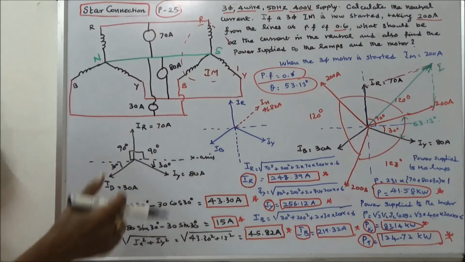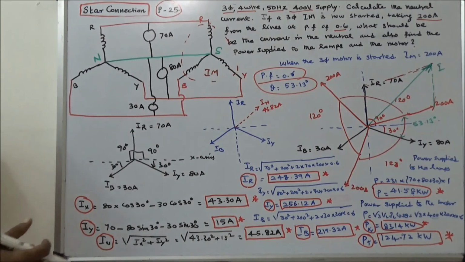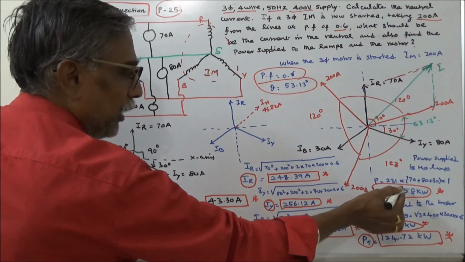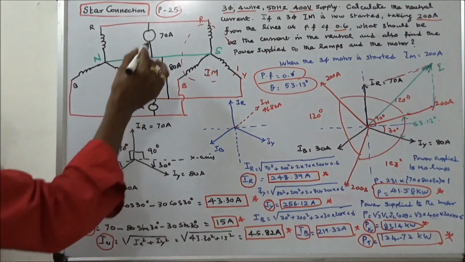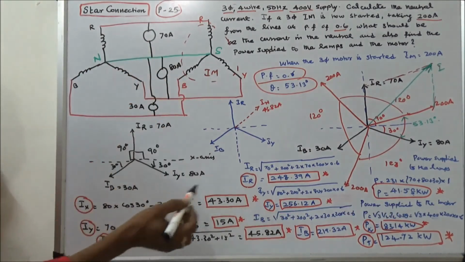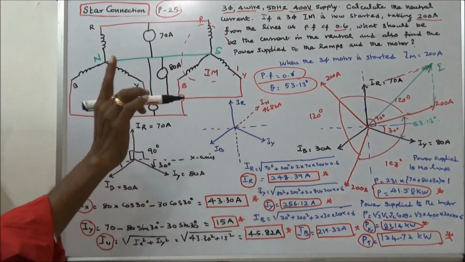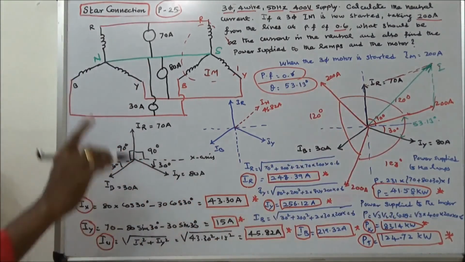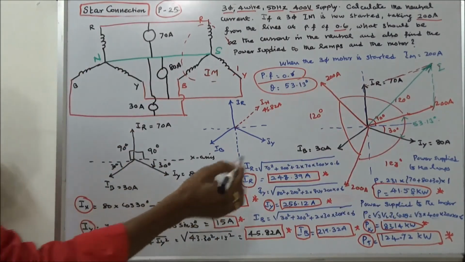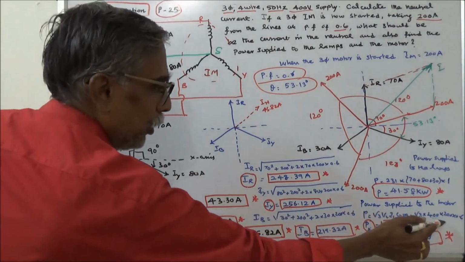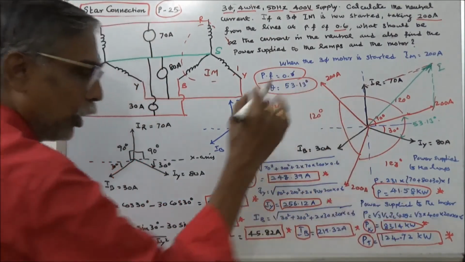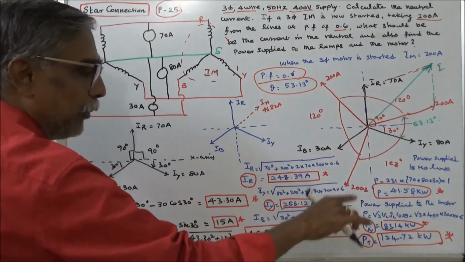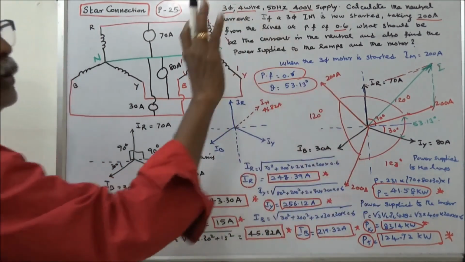Last we have to calculate the power supplied to the lamps. Power supplied to the lamps, P is equal to V into I, that is 231 into 70 plus 80 plus 30, that is 180 into, this is a non-inductive load, power factor is 1, that is equal to 41.58 kilowatts. Power supplied to the motor, root 3 VL IL cos theta, root 3 into 400 into 200 into 0.6, 83.14 kilowatts. Total power is equal to 41.58 plus 83.14, that is equal to 124.72 kilowatts.